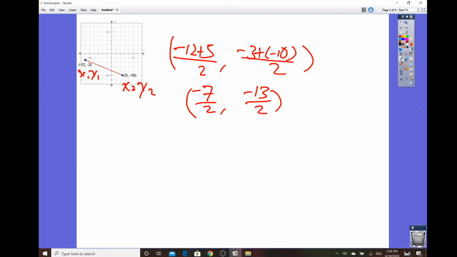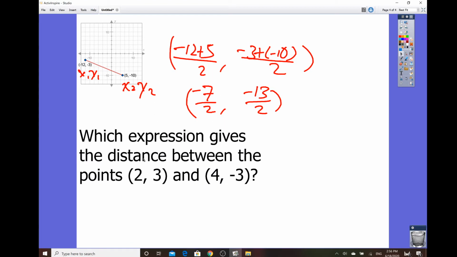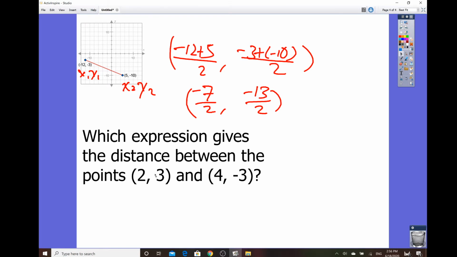Let me just put it down here on the bottom. So the way to find the distance between the points 2, 3 and 4, negative 3. Again, the first thing you want to do is identify the points. So what we got here is x1, y1, and then x2, y2.